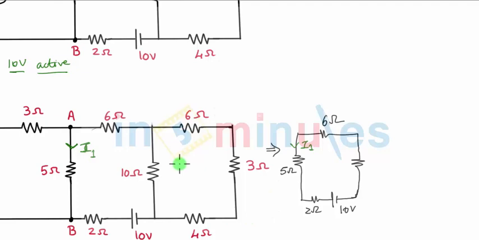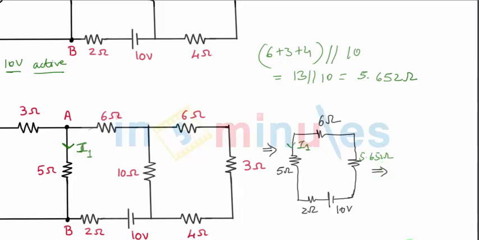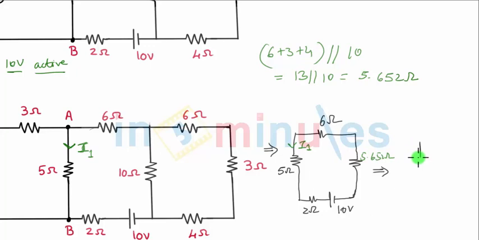As we just discussed, it's going to be 6, 3 and 4 in series, and that will be in parallel with 10. So this will be equal to 13 in parallel with 10, and that will be further equal to 5.652 ohms. So this is my resistance, 5.652 ohms. And now let us draw the further equivalent circuit in which there will be only one resistance. So I will just show one resistance. 10 volts battery will remain as it is and nothing else apart from that.